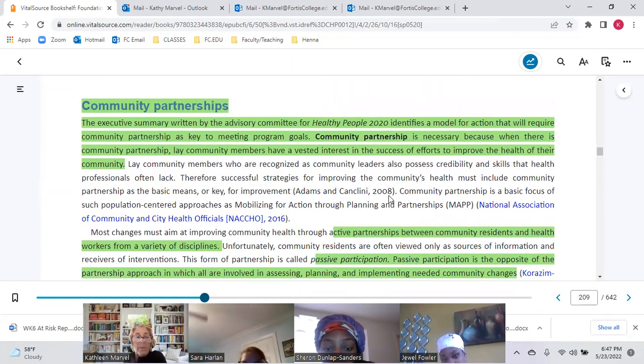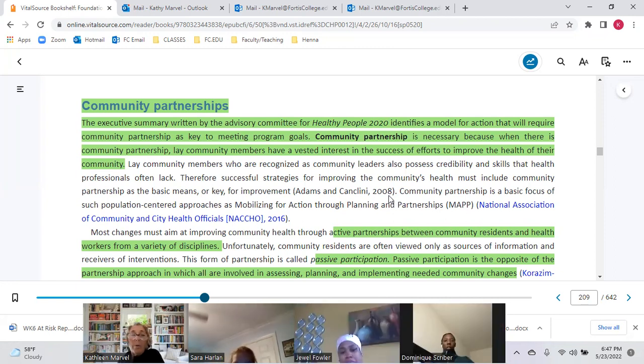Okay, and then we need to understand the difference between active and passive partnerships. I'm on page 209. Okay, so we know that community partnerships are key to communities functioning. Healthy communities functioning need good partnerships, right? They need partnerships with community members to meet the community goals, right? Because here it says community partnership is necessary because when there is community partnership, community members also have a vested interest in the success of the efforts to improve the health of their community.